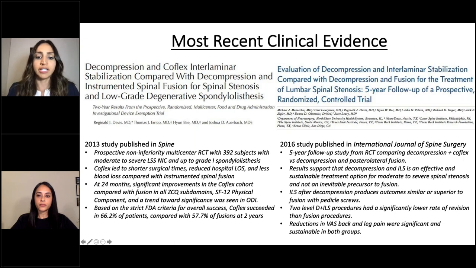There are also findings highlighted in this paper that the two-level decompression and interlaminar stabilization procedures had a significantly lower rate of revision than fusion procedures. And the reduction of VAS, back and leg pain were significant in both groups.